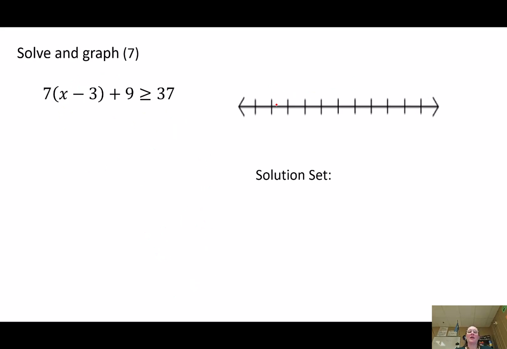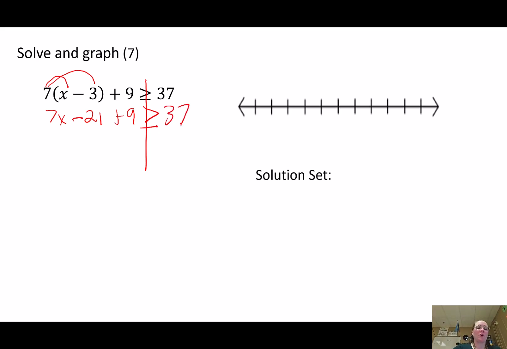Okay, so I've got 7 times x minus 3, plus 9, greater than or equal to 37. So again, I'm going to distribute. So 7 times x is 7x. 7 times negative 3 is negative 21. I still have the plus 9, is greater than or equal to 37.